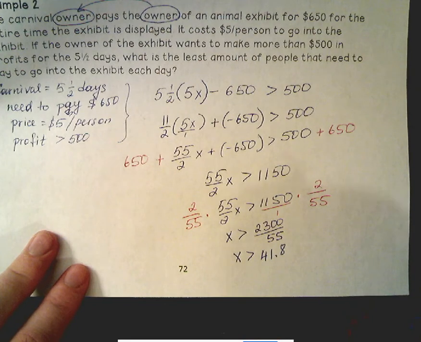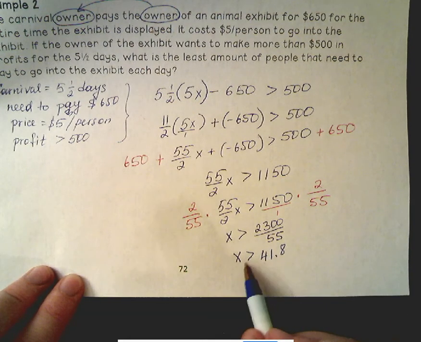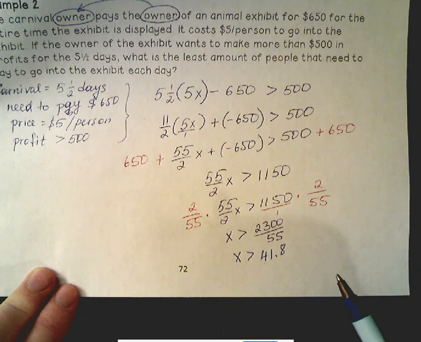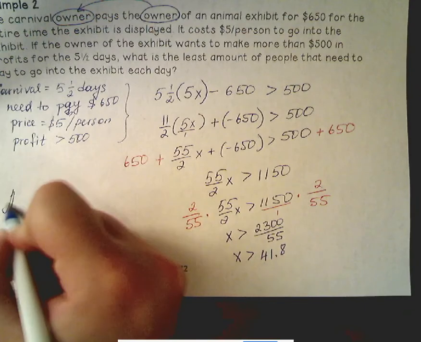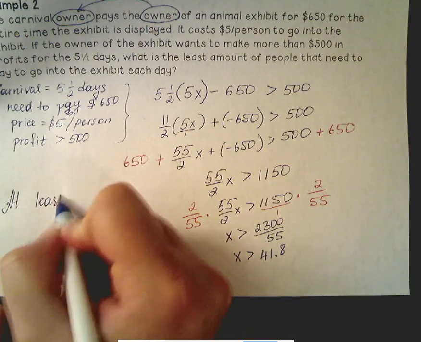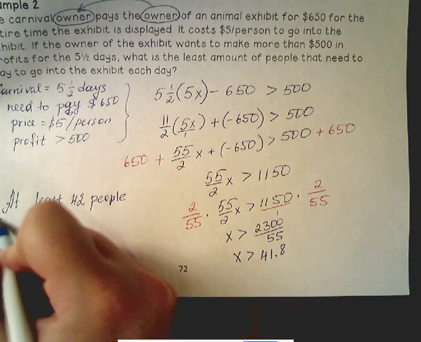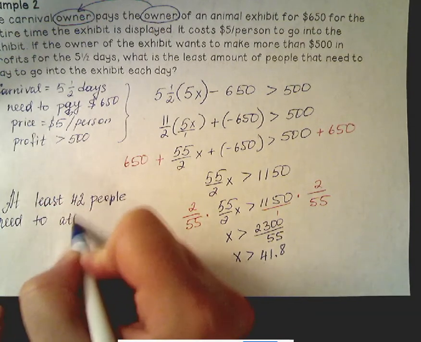That is the solution to the inequality, but in our question, we need to answer how many people have to go to the exhibit each day. 41 will not be enough people. We'll have to have more. So it will be 42 people. So at least 42 people can attend the carnival each day. I'll write it here. At least 42 people need to attend the exhibit.